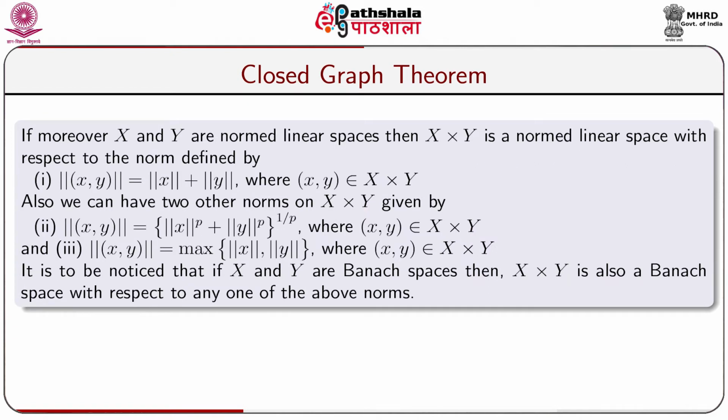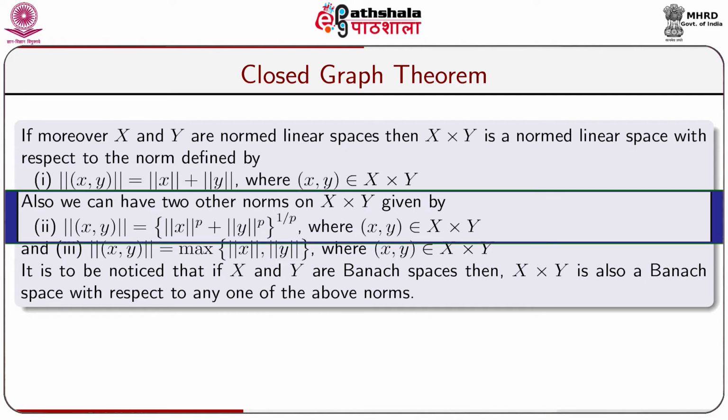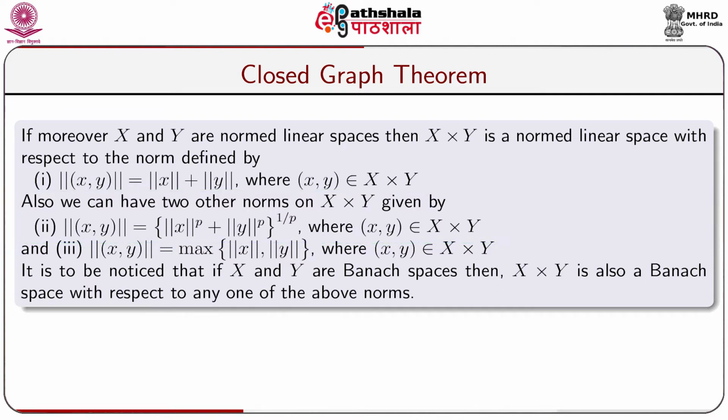If moreover X and Y are normed spaces, then X cross Y is again a normed space with respect to the norm defined by: one, norm of (x, y) is equal to norm x plus norm y, where (x, y) belongs to X cross Y. Also, we can have two other norms on X cross Y: two, norm of (x, y) is equal to (norm of x to the power p plus norm of y to the power p) whole to the power 1 by p; and three, norm of (x, y) is equal to max of the set {norm of x, norm of y}, where the pair (x, y) belongs to X cross Y.